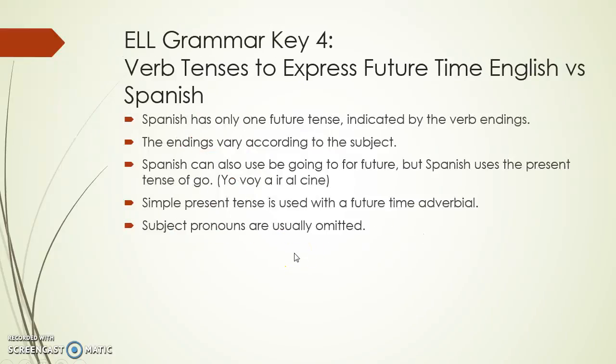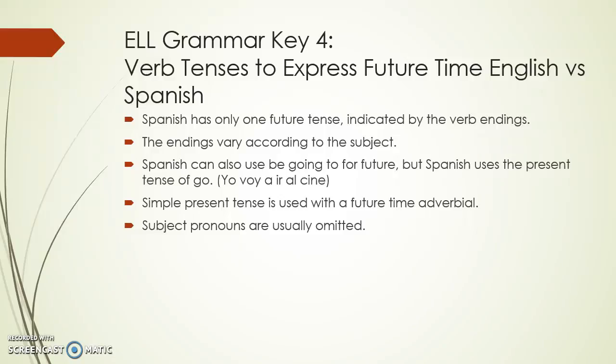What are some of the similarities or differences with Spanish? Okay, Spanish has only one future tense indicated by verb endings. In English, we have two. We have will and be going to. The endings vary according to the subject. Spanish can also use be going to for the future, but in Spanish, we use the present tense of go. So we say, yo voy a ir al cine. In English, say, I am going to go to movies.